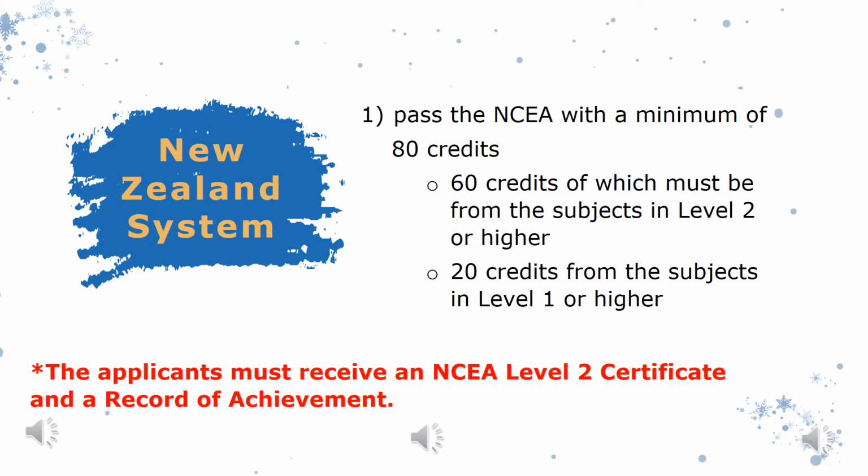As for the New Zealand system, the applicants must pass the NCEA with a minimum of 80 credits, 60 credits of which must be from the subjects in Level 2 or higher and 20 credits from the subjects in Level 1 or higher. The applicants must receive an NCEA Level 2 certificate and a record of achievement.